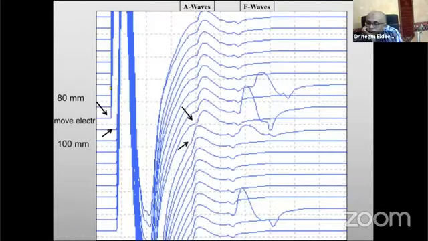Here you have the CMAP, and here's the takeoff, and then we move the stimulus 20 millimeters, and then the latency is longer here, but for the A wave, that is now all of a sudden shorter. Here's takeoff, here's takeoff.